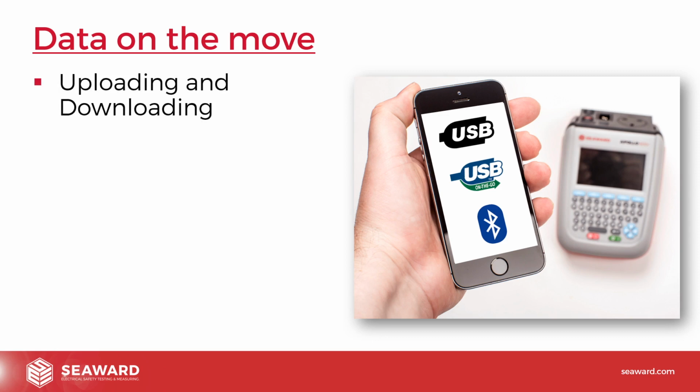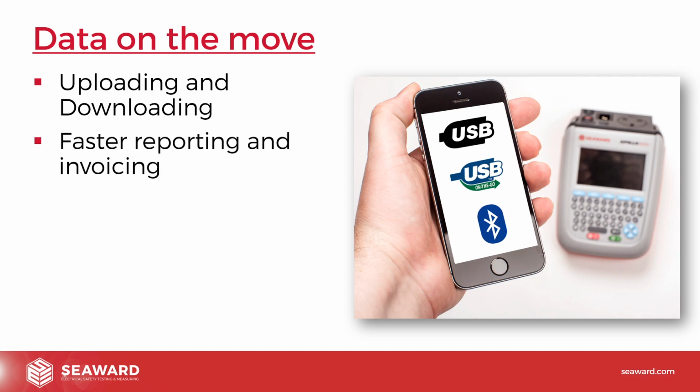So the process we're talking about really is uploading and downloading. Uploading is putting data onto the tester, so that'll be previous records. And downloading is taking the results of the testing that you've carried out off into a report. So you take the data off, you put it into PATGuard, and basically you create your report for the customer from there. So the uploading and downloading process is where we're putting data onto the tester and taking data off of the tester.